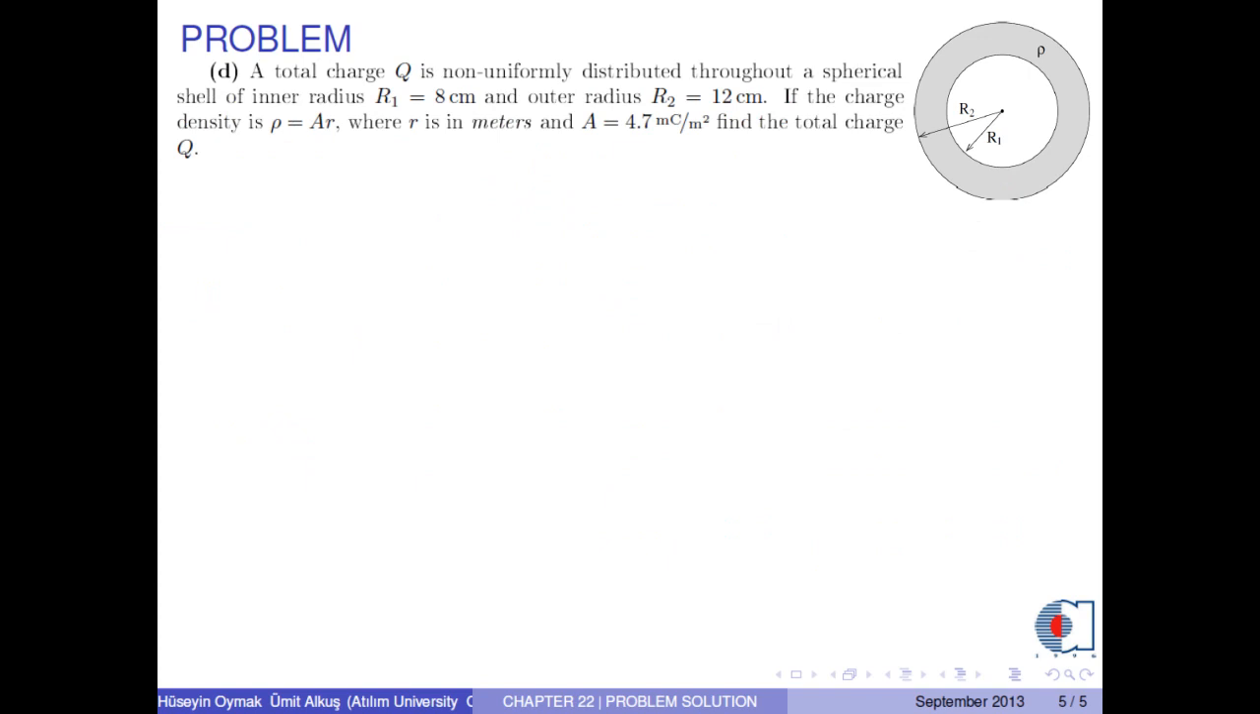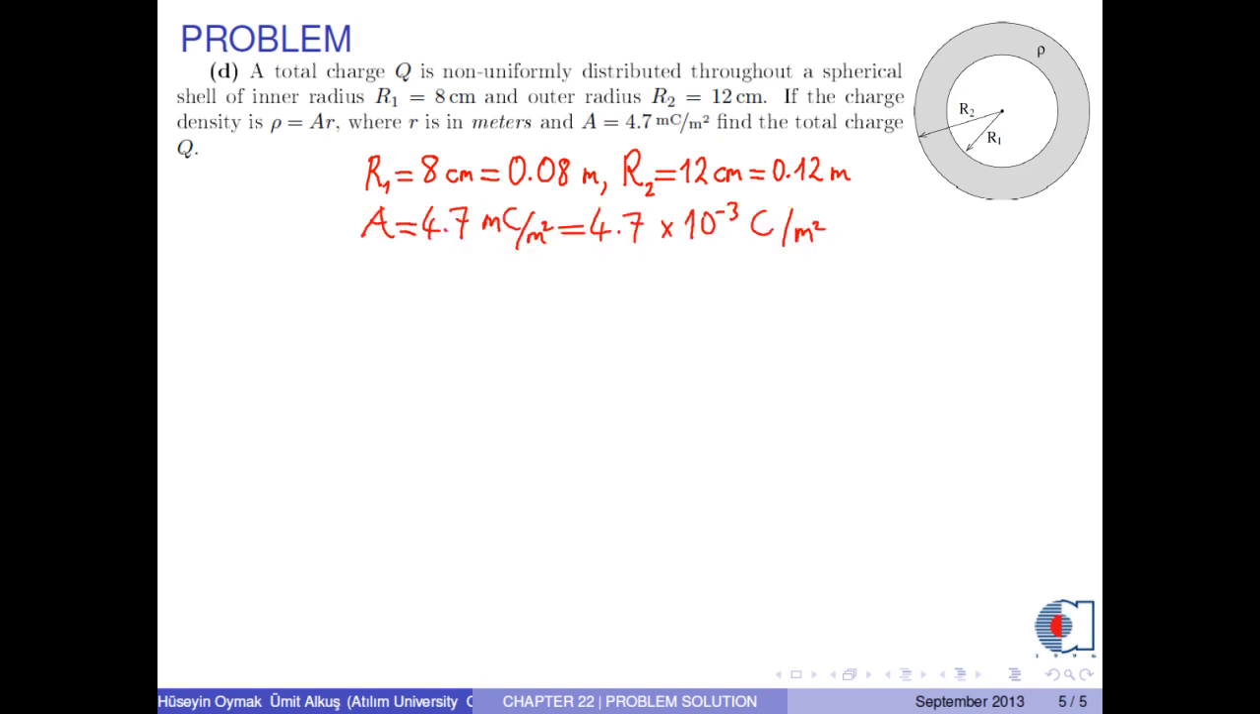D. A total charge Q is non-uniformly distributed throughout a spherical shell of inner radius R1 being 8 cm and outer radius R2 being 12 cm. If the charge density is ρ equal to A times R, where R is in meters and A is 4.7 millicoulombs per meter to the fourth, find the total charge Q.